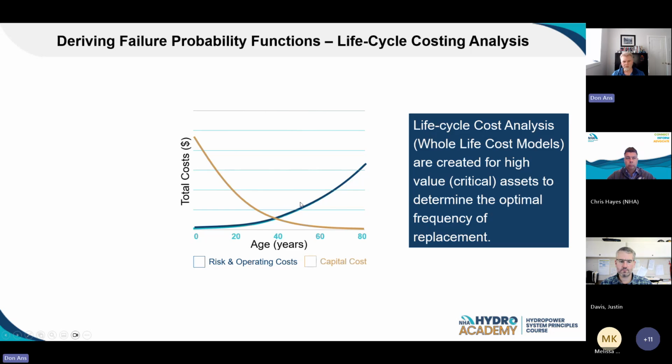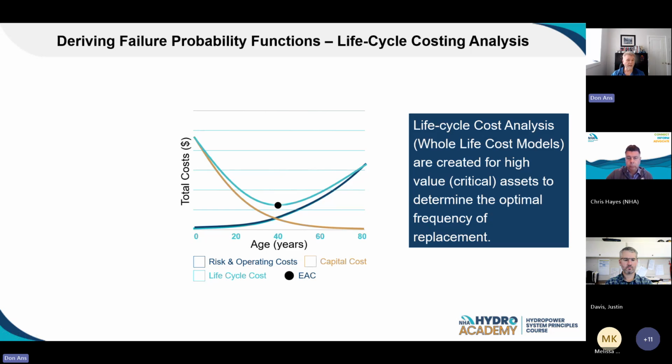The capital cost of an asset is depreciated over time. So you'll see the capital cost for that asset start out at the initial investment and depreciate over time. The total cost, the life cycle cost, is the sum of both of those. And so you can see that it has a distinct inflection point. That inflection point is the minimum of the equivalent annual cost. This is the point where the most ideal replacement would occur. So this is the basis of a whole life cost model.